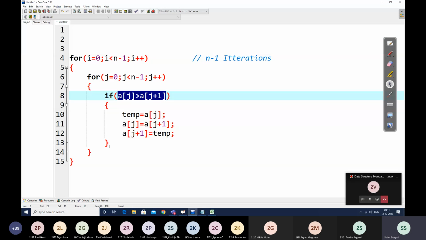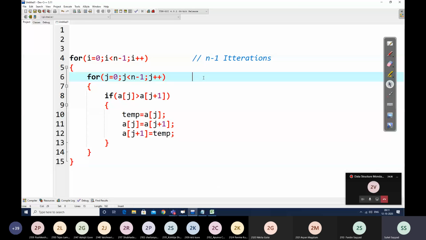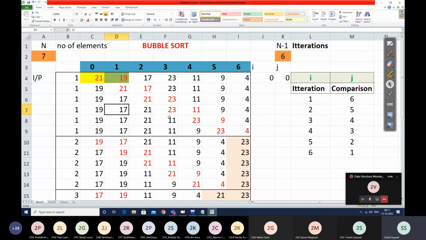So this for loop is for our comparisons. Correct? So when j gets incremented, the value of i will remain 0 and the value of j will become 1. So now j has come here. This has become yellow now, and this has become green for us now, because j has incremented, right? So j is now at 1.